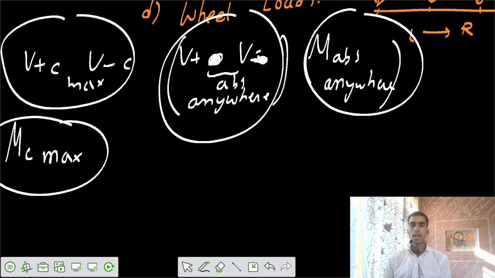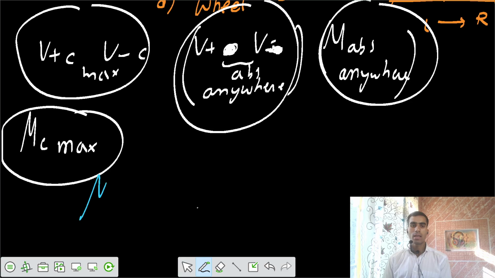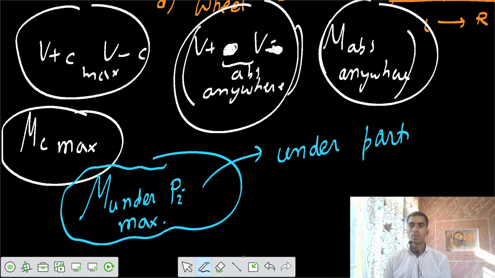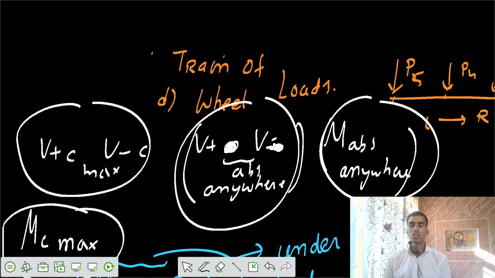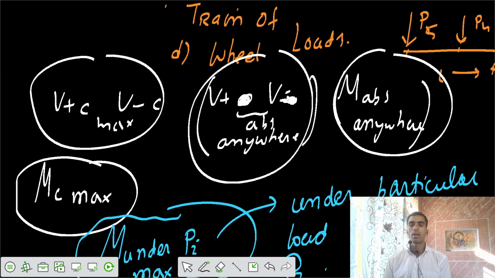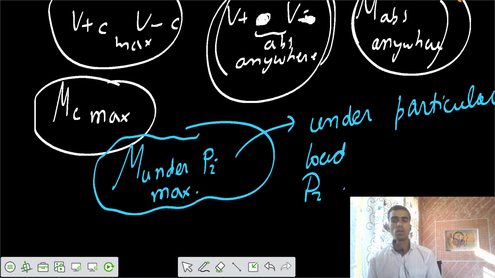Now the fifth case is the moment under point load, not moment at C. Moment under any load point P2, or we can write Pi, to be maximum. I want that under that particular load, P2, the M to be maximum. So we have 5 conditions from this one. The other 4 we have already dealt with how to go with them, and for the fifth case we have one more, that's under point load. Under this load, what should be the maximum effect we can have?